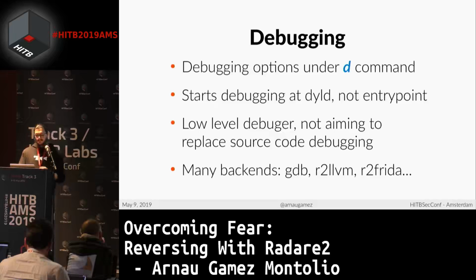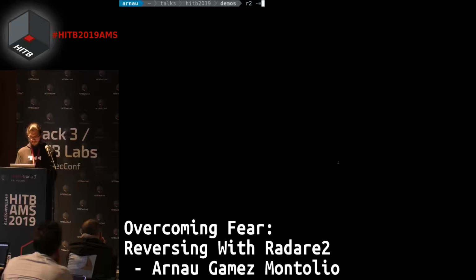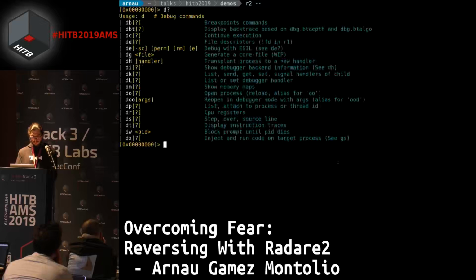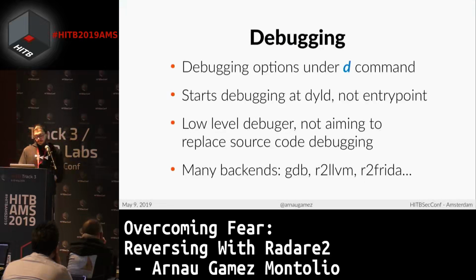But do you remember that with emulation we had the A, E, and then all the commands that were the emulation? Here we have basically the same, but with D. DS to step, DC to continue, DB to set a breakpoint, all that kind of stuff, and you can just read for it here, the question mark, and you have the options, okay? So just a few words about debugging in Radare2.